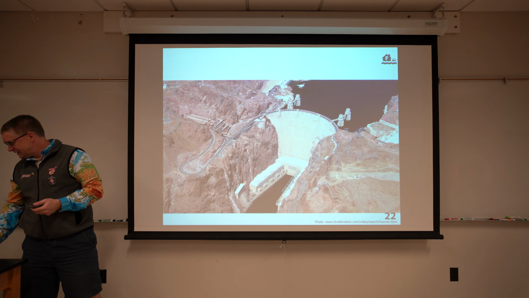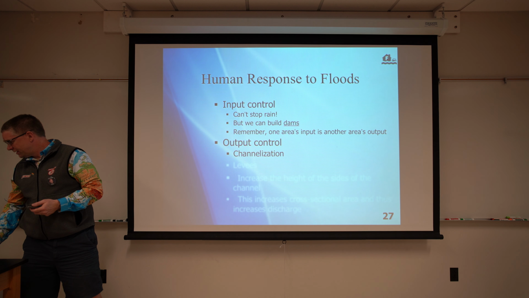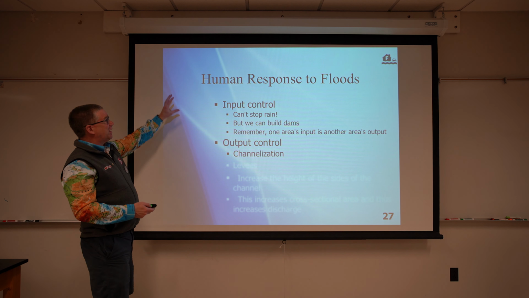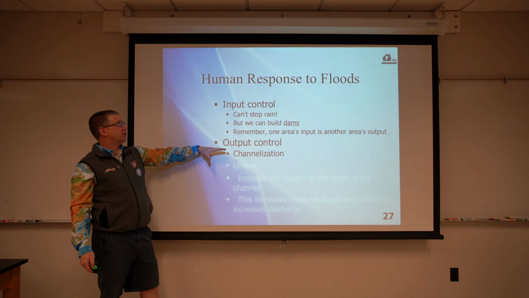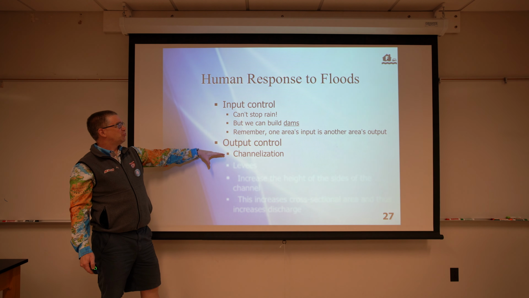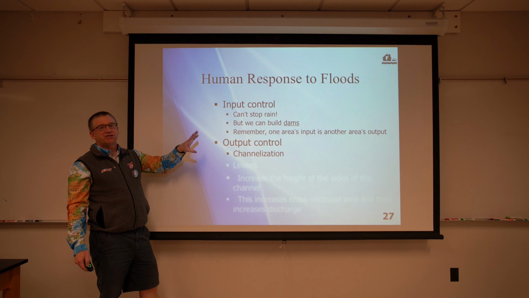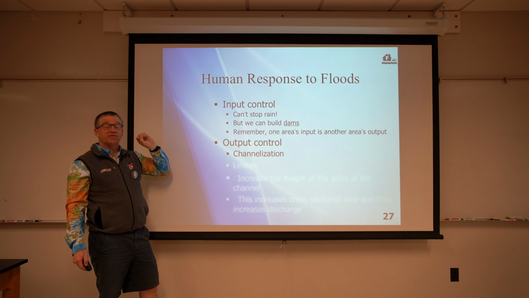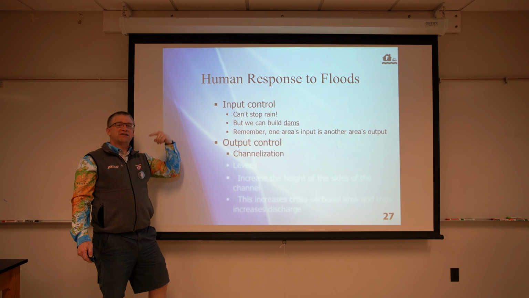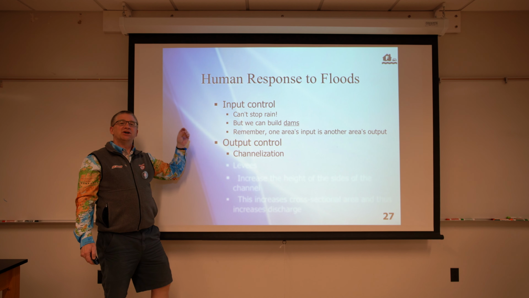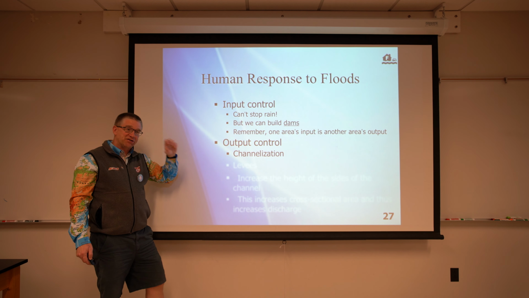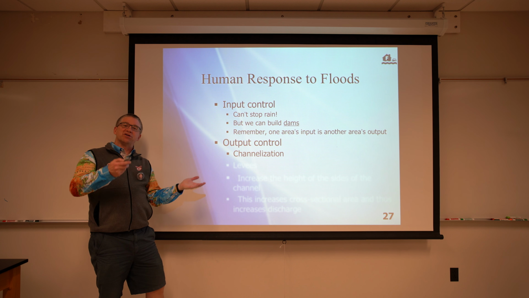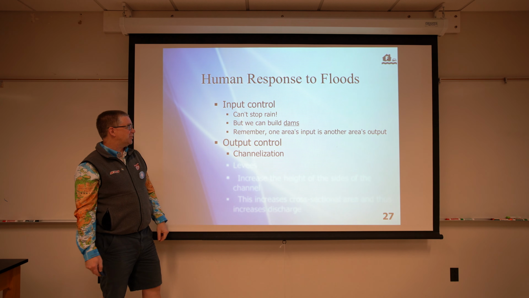All right, next up. Let's see, so that's our input control. Output, if we start looking at output, we can build channels. When we build channels, what we tend to do is we tend to line our channels with concrete, and that makes the water flow faster. Going back to our definition of discharge, which involves velocity, if you increase velocity, you increase discharge, and that allows the river to carry more water. So it restores that output balance to our input and output.